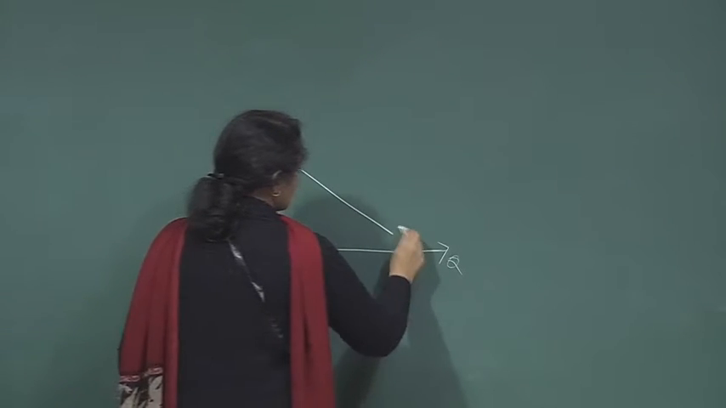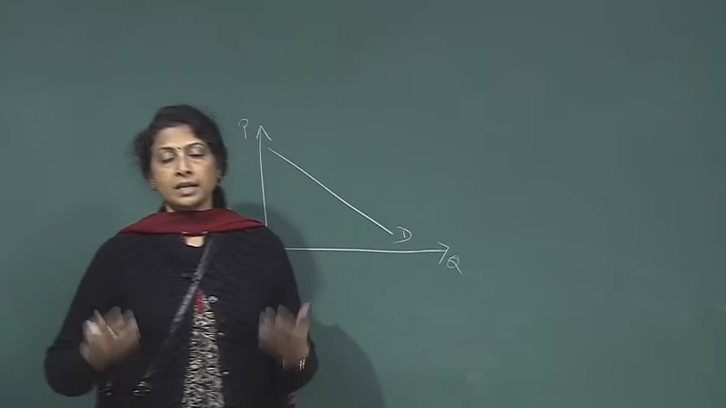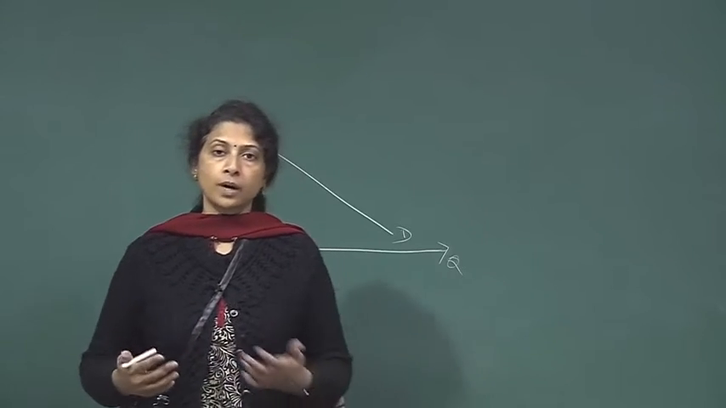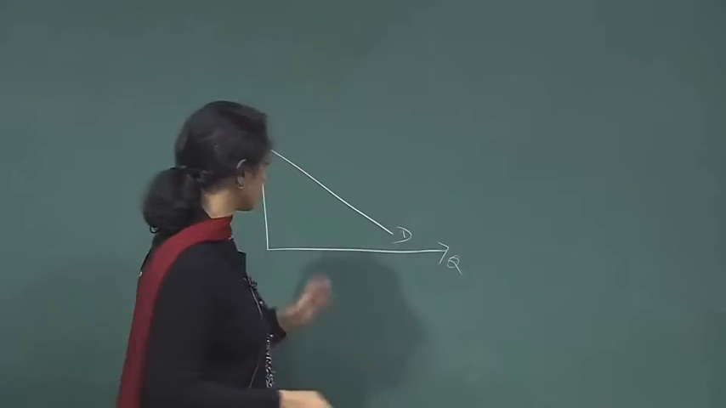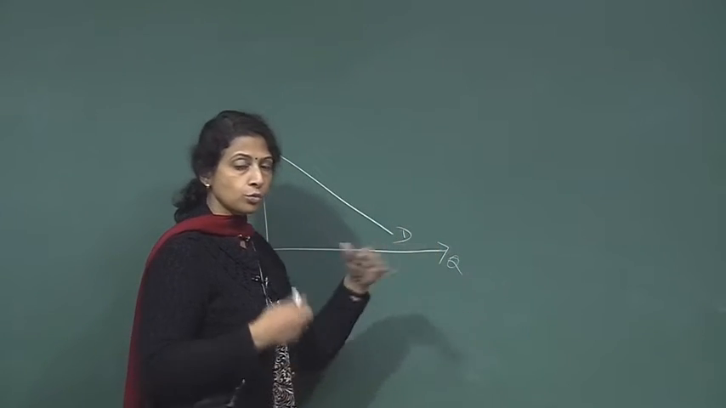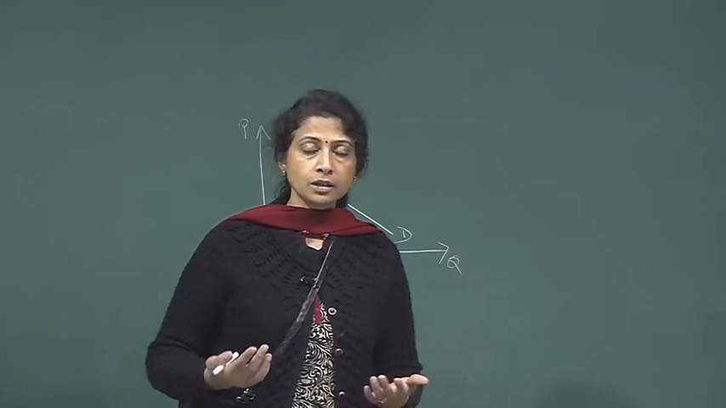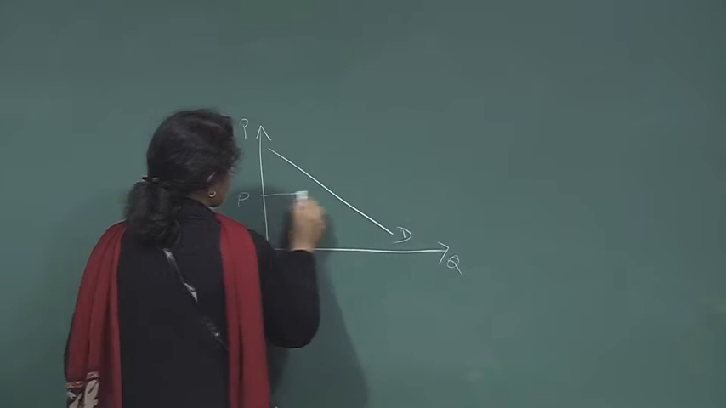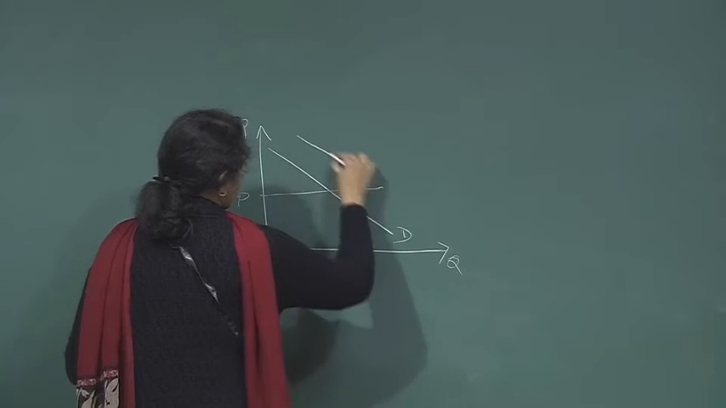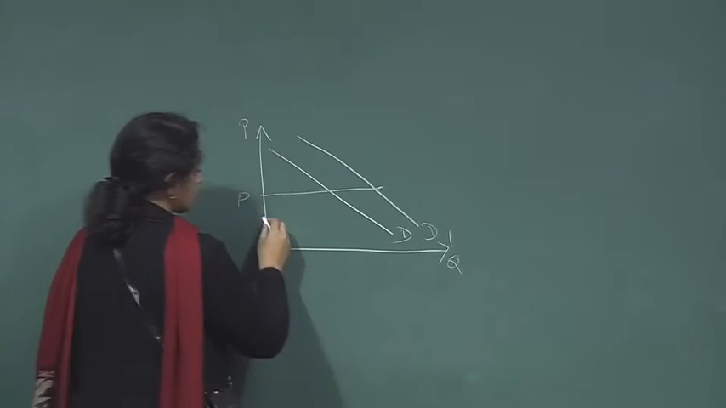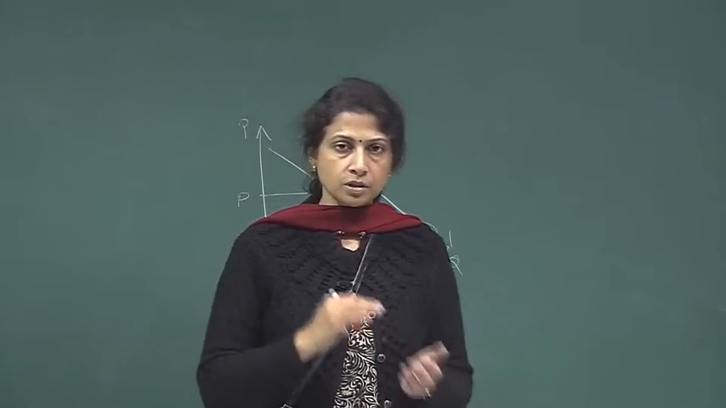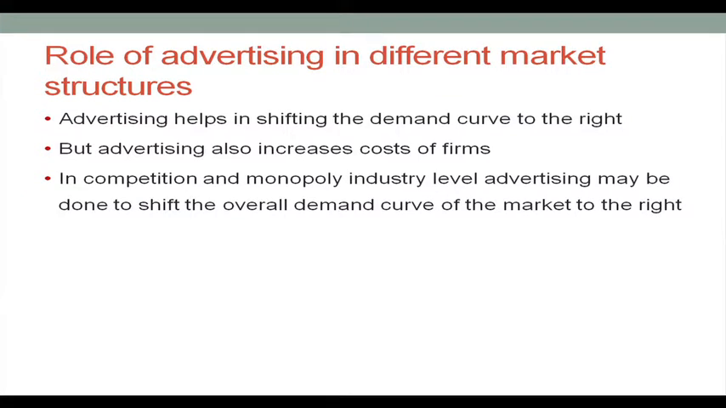So, as we know, there is a demand curve in the market. Any amount of advertisement in any kind of market structure, what is that going to do? It is going to increase the demand for the product. More and more people are going to know about the product. So, they will enter the market, they will start wanting the product, and hence at the same price, more of the product will be demanded, and hence the demand curve shifts to the right. So, this is what advertisement does. Advertisement basically shifts the demand curve to the right.